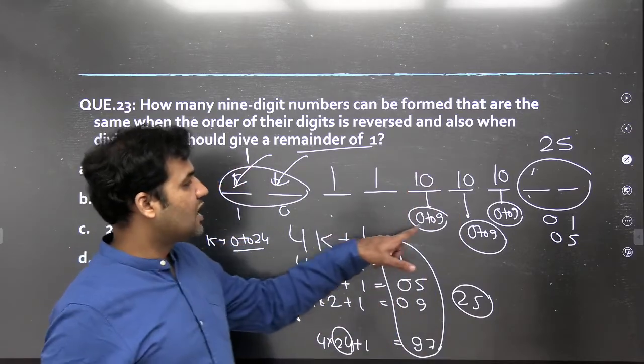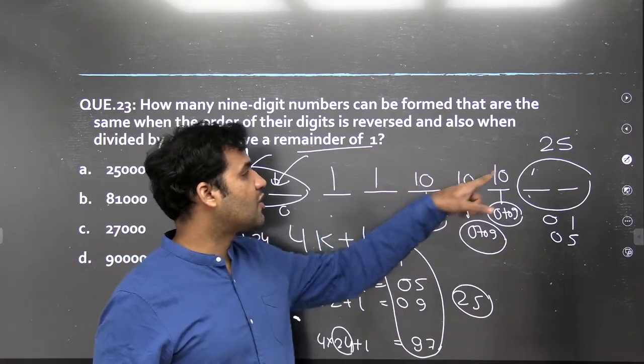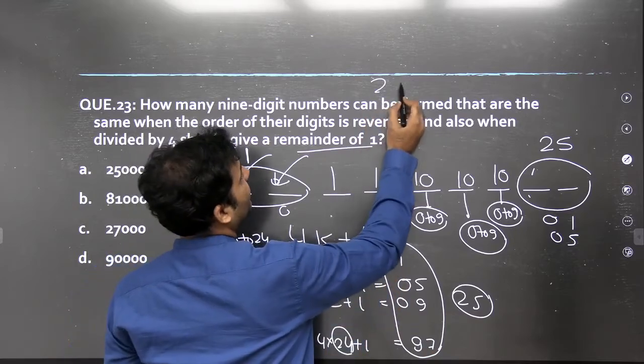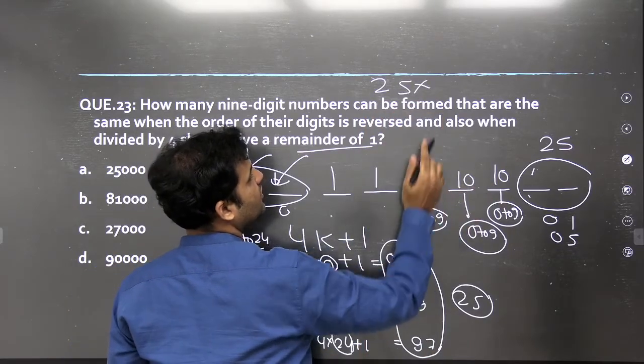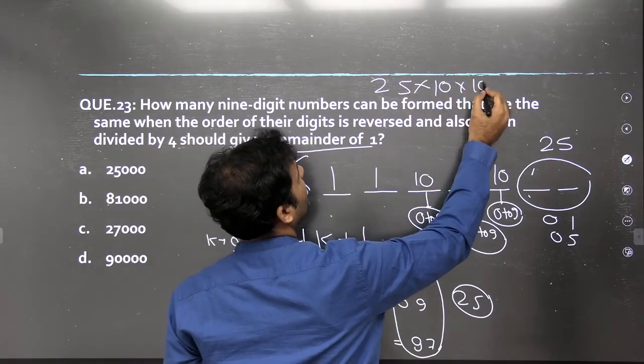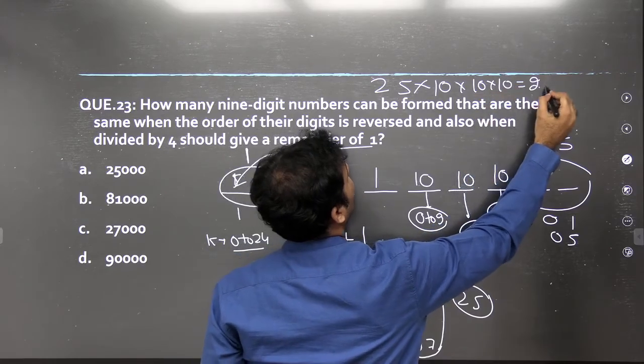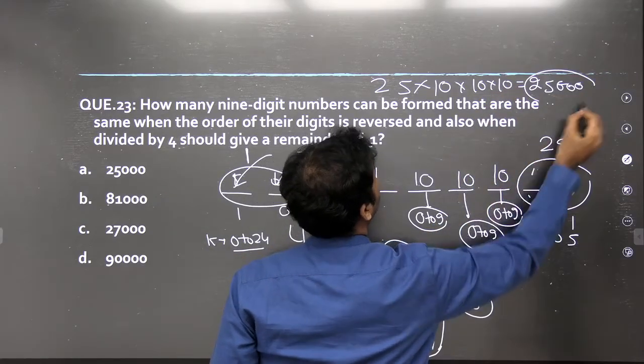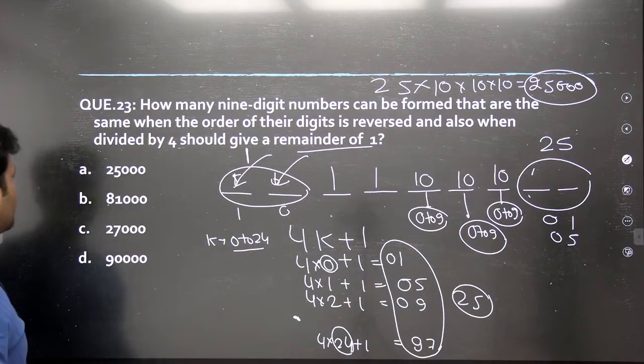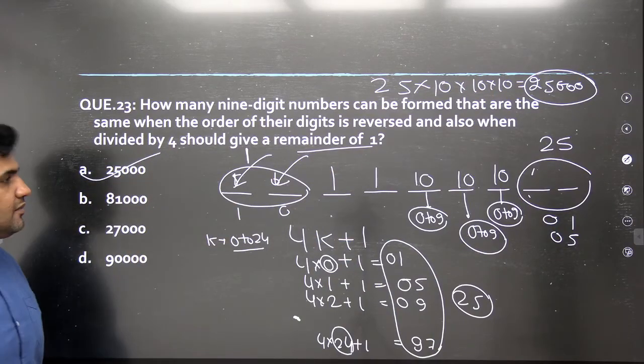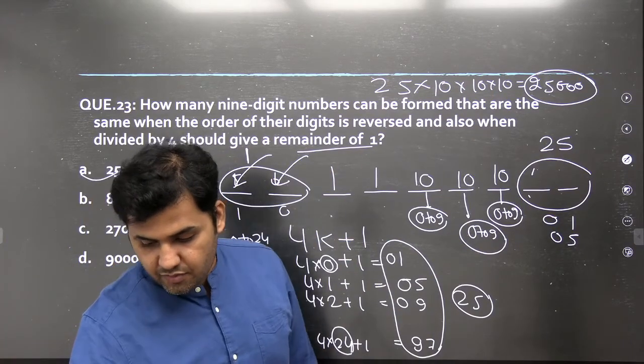So how many numbers are you able to make which satisfy the condition of remainder of 1? 25 into 10 into 10 into 10. This gives you the total number as 25,000, and this is the answer to the question, which is option A. This is how you can solve the questions of palindromic numbers, guys.